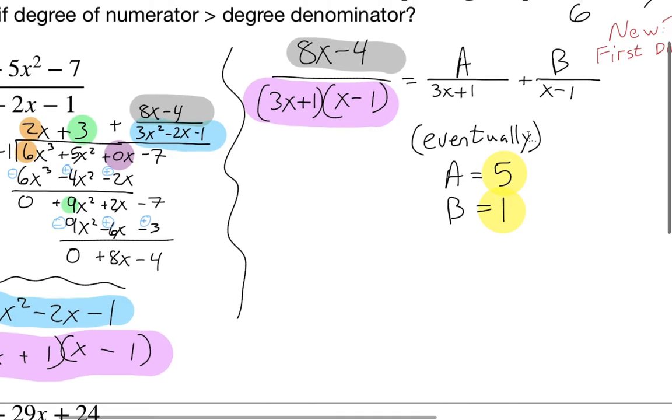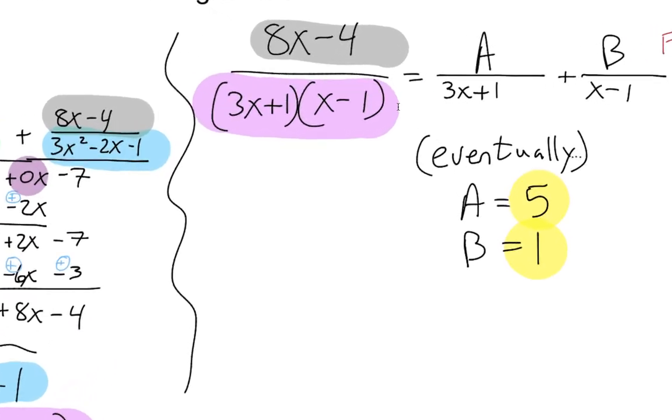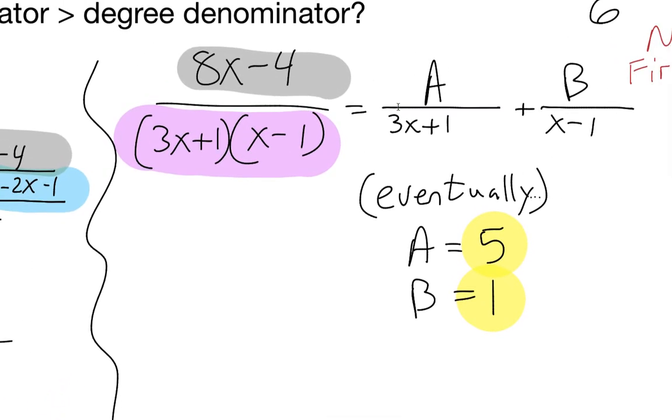And then you run into all the techniques that we did yesterday. You're going to get common denominators. You're going to solve systems of equations. You're going to reinterpret those solutions in terms of the original. You can eventually find that A is equal to 5, B is equal to 1. Yesterday's video was long enough. I don't feel like doing a whole other long video here today.